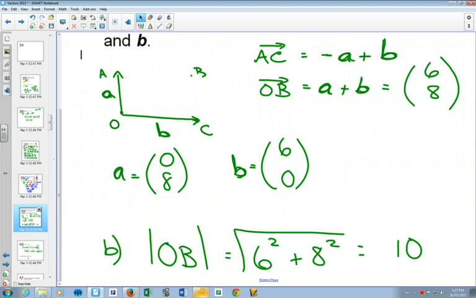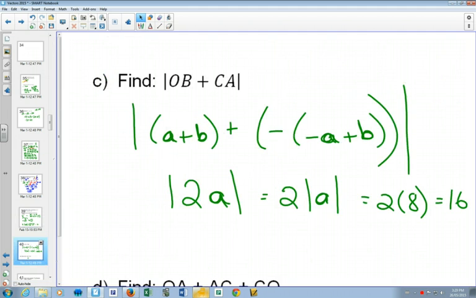I'll let you try part C, and I'll put the answer up in a bit. So we have our first O to B, and since we figured out A to C, C to A would just be the negative. And we already know that the length of A is 8. So we get that the length is 16.